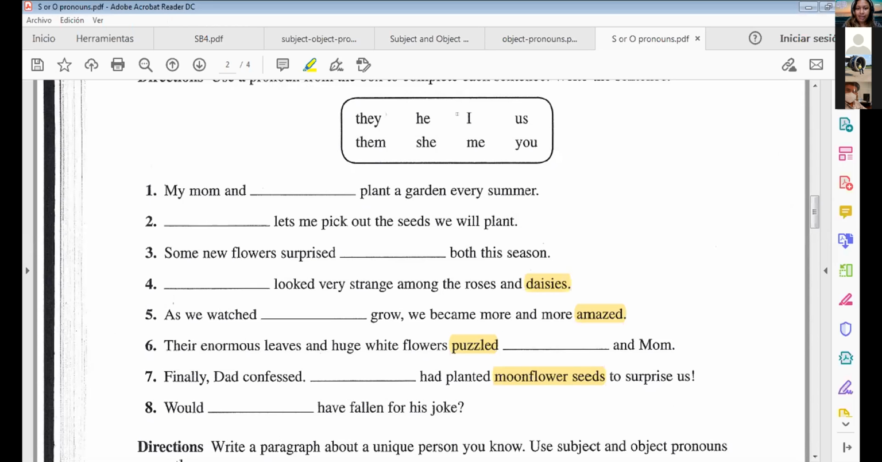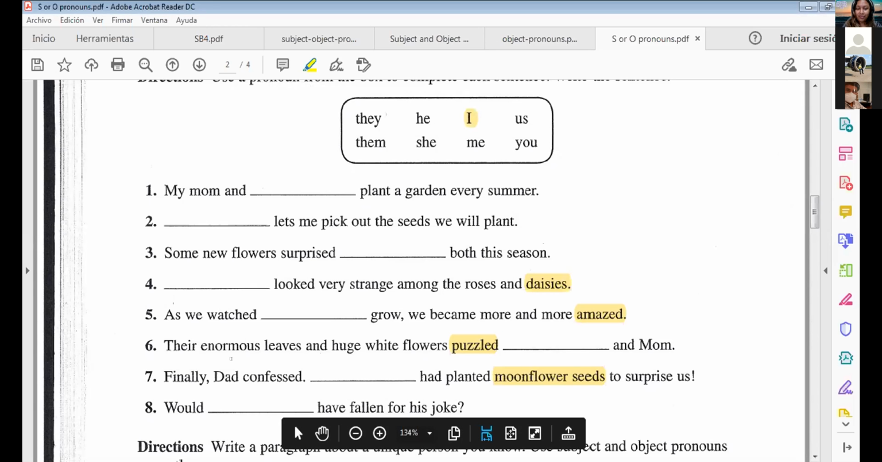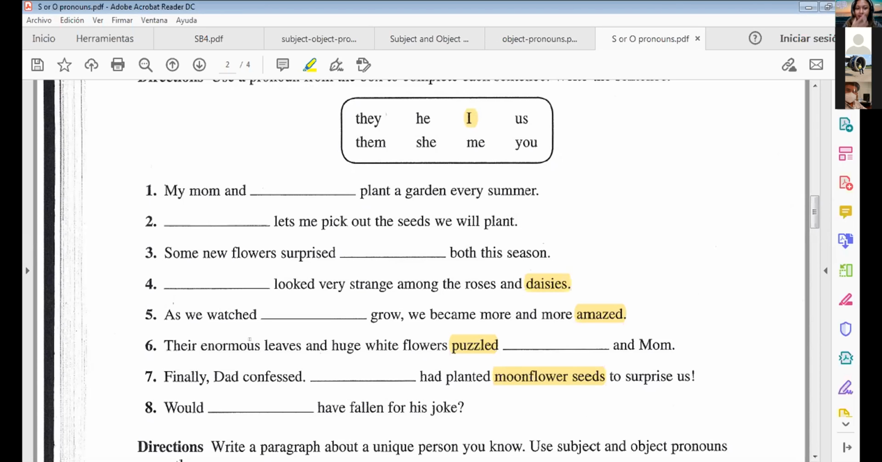So we already used I. Okay, another one. My mom and I plant a garden every summer. And then let me pick out the seeds we will plant. Who? They let me pick out of this bin. But at this point of the reading, who is they? I don't know. You can say them. Who? One more time. She.